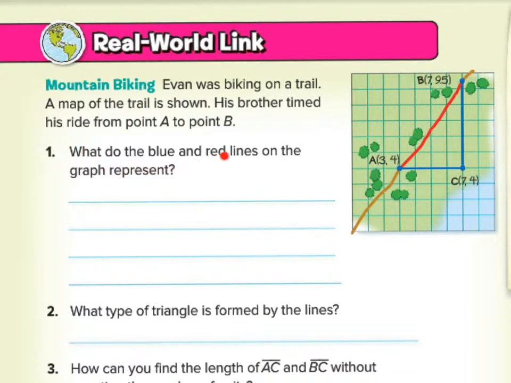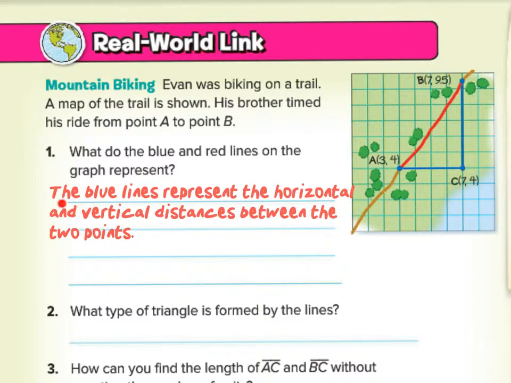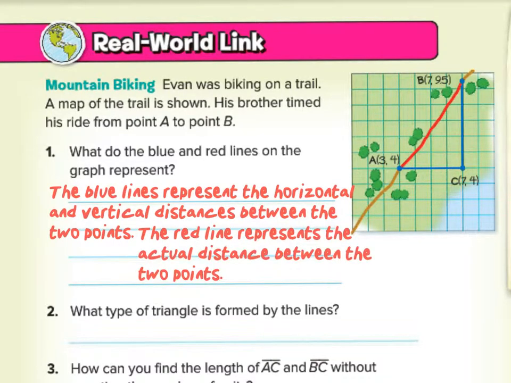What do the blue and red lines on the graph represent? The blue lines represent the horizontal and the vertical distances between the 2 points. So here we go. Horizontal and vertical distances between these 2 points. The red line represents the actual distance between the 2 points. So there we go, the actual distance, the hypotenuse.